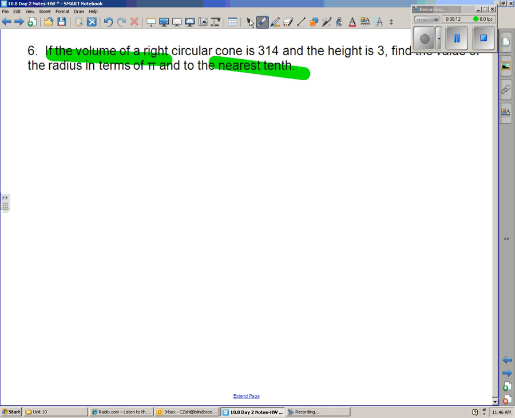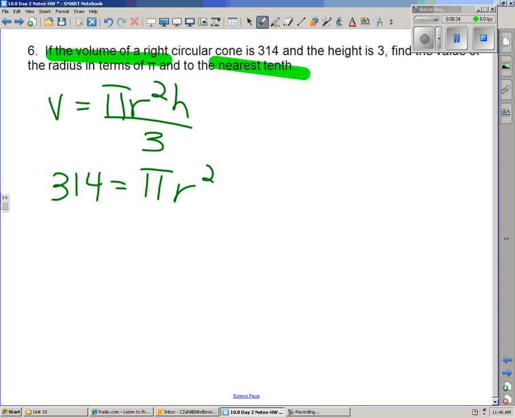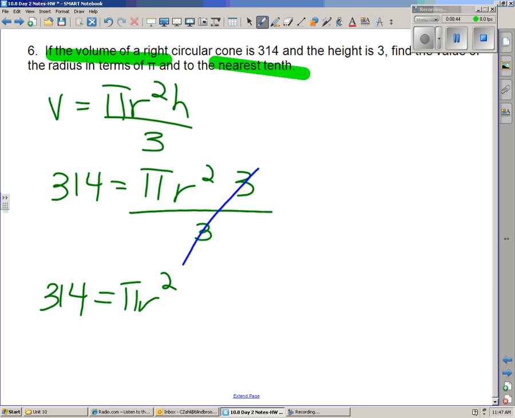So we've got our formula. Volume equals pi r squared h divided by 3. As it turns out, we know the volume is 314 pi. We don't know r squared. We know that the height is 3, and that whole thing gets divided by 3. So I'm going to do a couple of things here. I'm going to actually cancel out the 3's on this side because you can. You could cross multiply too. It doesn't really matter. But then what you end up getting is 314 equals pi r squared.